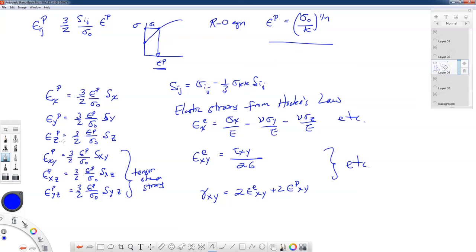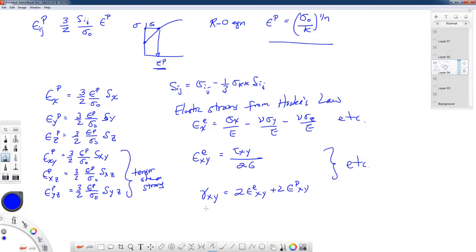You can find your plastic normal strain components and your plastic shearing strain components, keeping in mind that these are tensor shearing strains. You can find your elastic strain components from our isotropic material assumption, Hooke's law, using Poisson's ratio and the modulus of elasticity. And you can find your elastic shearing strain components using the shear modulus. Of course, our assumption here is an isotropic material, so G is equal to E over 2 times 1 plus nu. And then finally, our total shearing strain would be gamma xy is equal to 2 tensor strain epsilon xy plus 2 epsilon plastic xy.